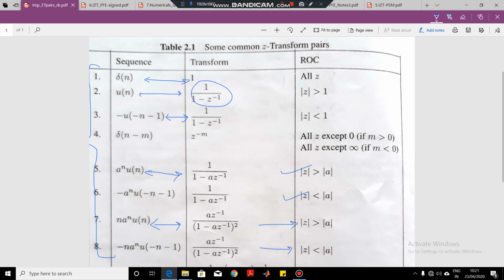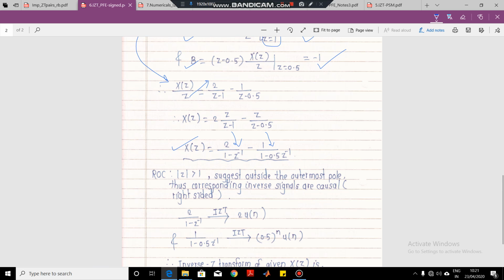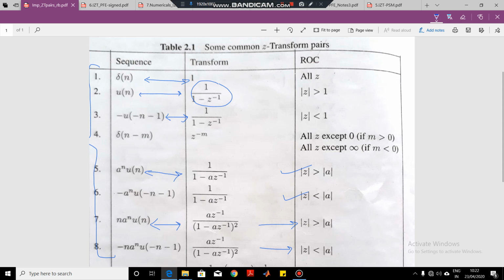So I have to get the negative powers of z. That's why I have divided by z in the numerator and denominator, so that I get negative powers of z. Now from this, I have to find the standard pairs. So now if you see here, I have got the standard pair 1 upon 1 minus z raised to minus 1.